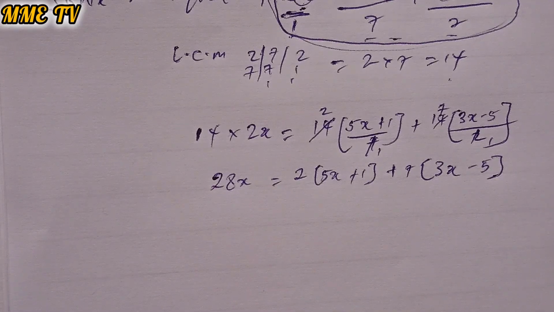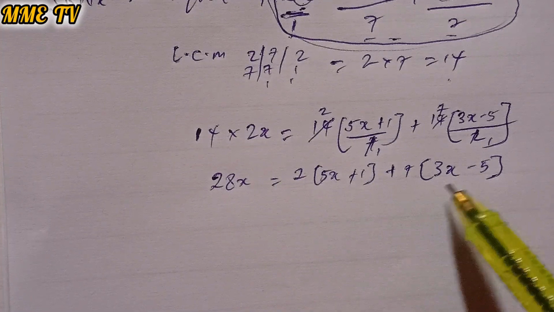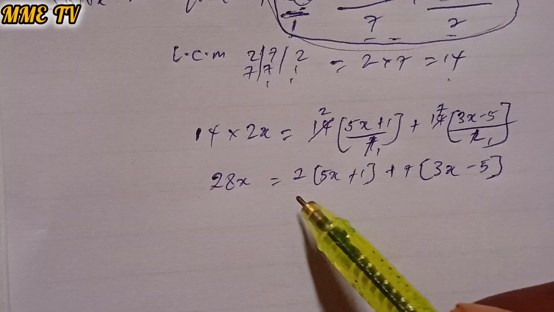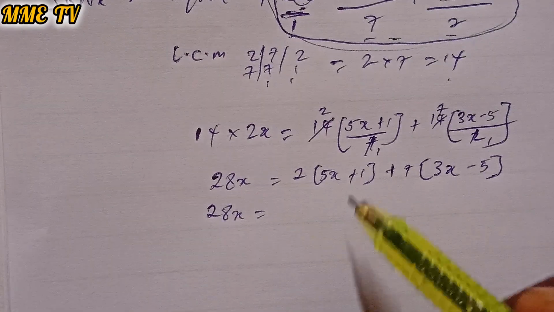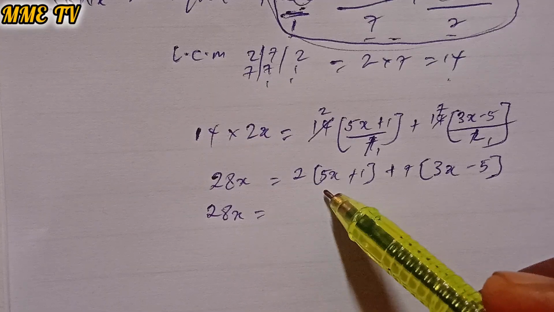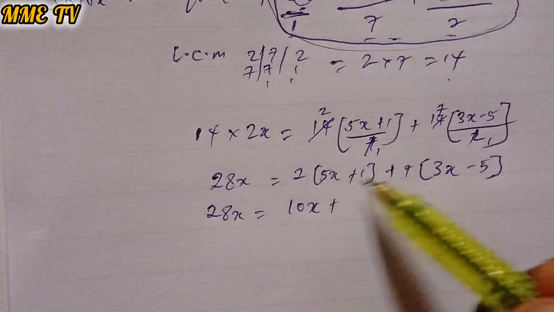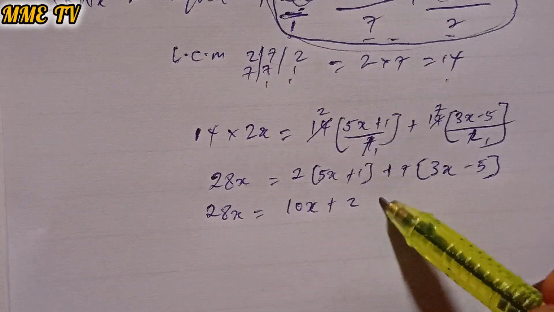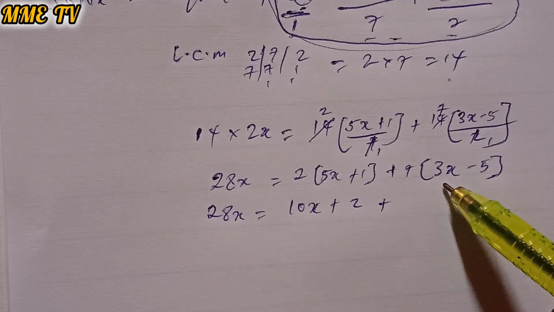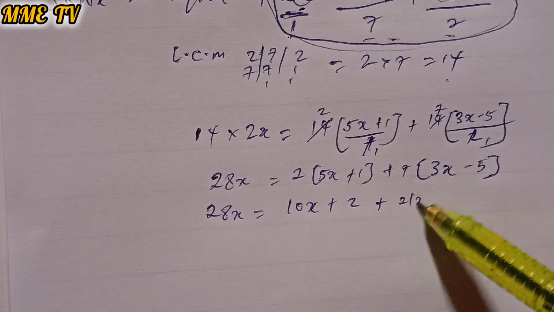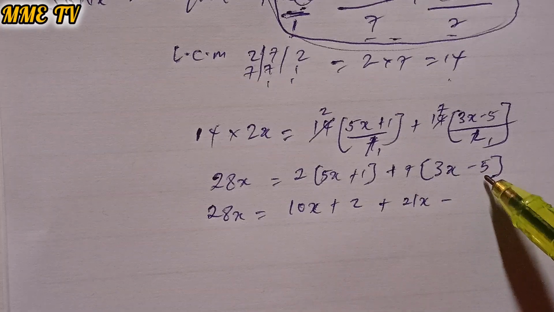Then what I'm going to do next is this. I will open the bracket by multiplying through with any number that is in front of a bracket. 28x is equal to 2 times 5x will give us 10x, plus 2 times 1 will give us 2, plus 7 times 3x will give us 21x. Then plus 7 again times 5.